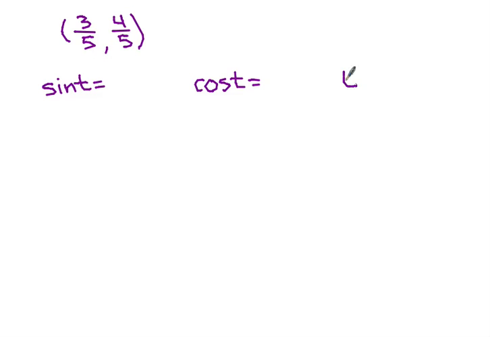Then I'm going to give you a coordinate point on a unit circle. I'll call it like 3/5, 4/5. And then from here, I'm going to ask you to find all 6 trig functions for it, all the values of the trig functions. So I'll ask you to find sine of that coordinate point. I'll ask you to find cosine of this coordinate point. I'll ask you to find tangent of that coordinate point. I'll ask you to find the cosecant. I'll ask you to find secant. And I'll ask you to find cotangent.